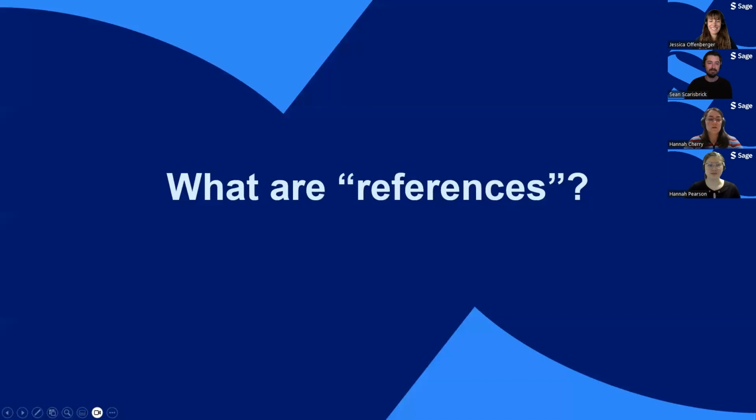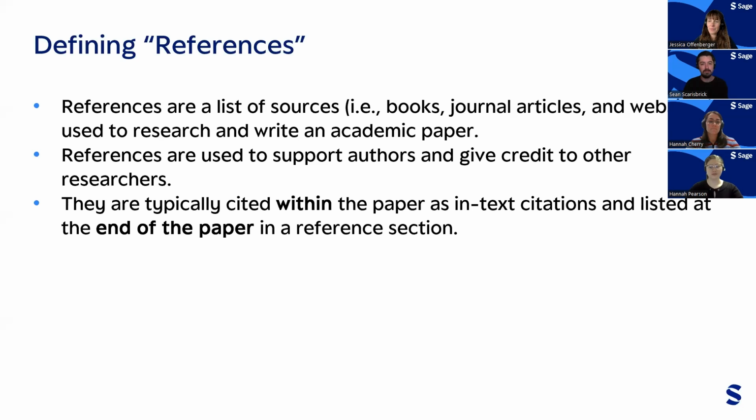Thank you. So before we explore how to conduct a reference search and format your reference section, we're going to talk a bit about references themselves. So what do we mean by references? References are lists of sources such as books, journal articles, websites, interviews, documentaries, and more. And these are all used to research and write an academic paper. So by referencing sources in their paper, authors find support for their claims and give credit to other researchers.